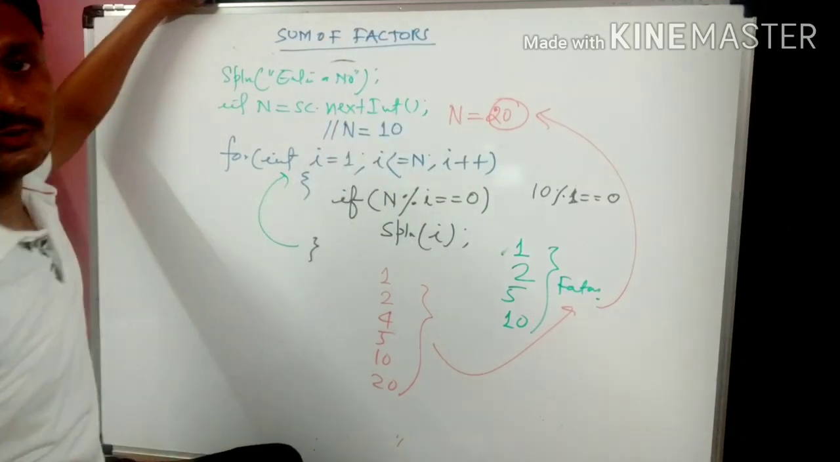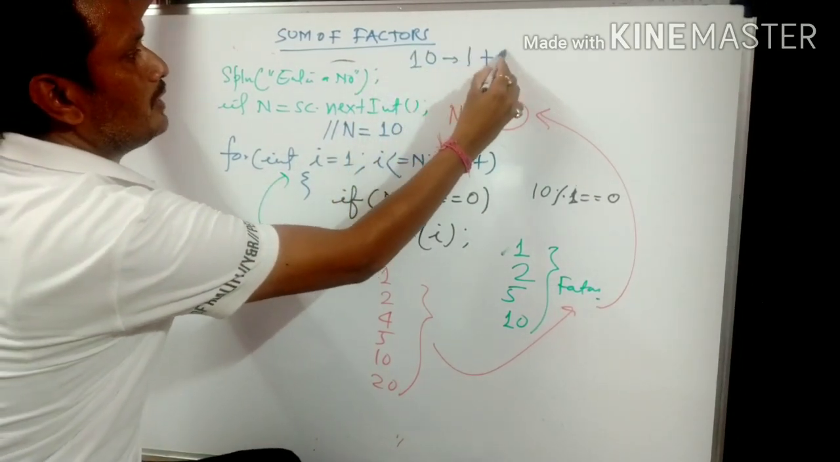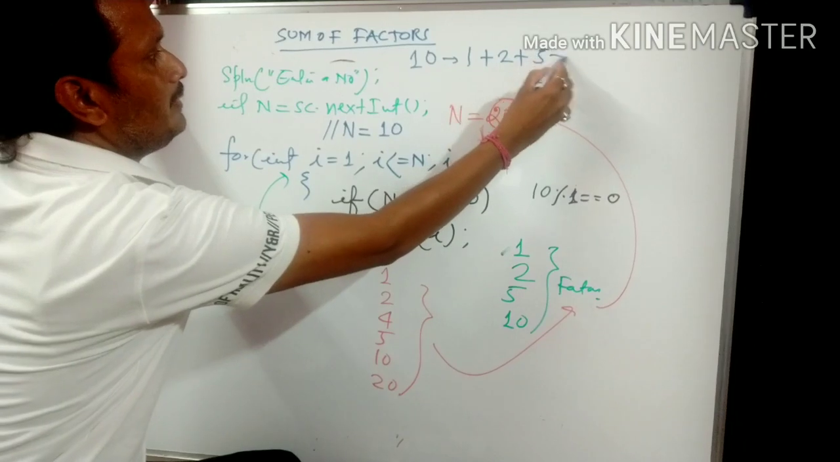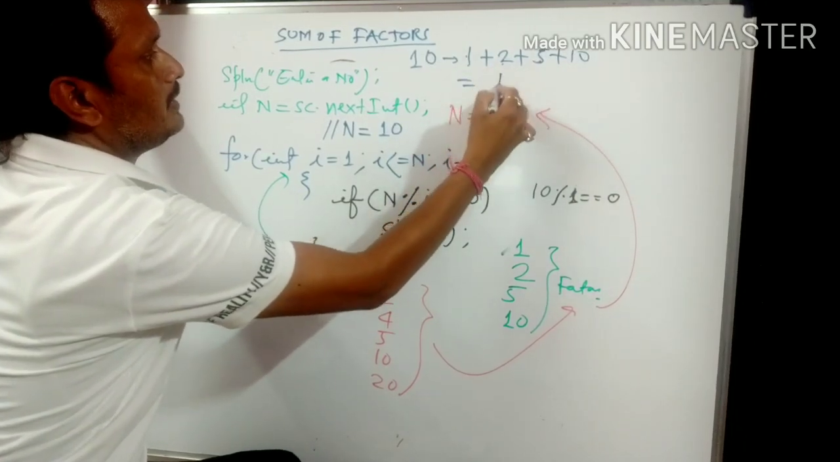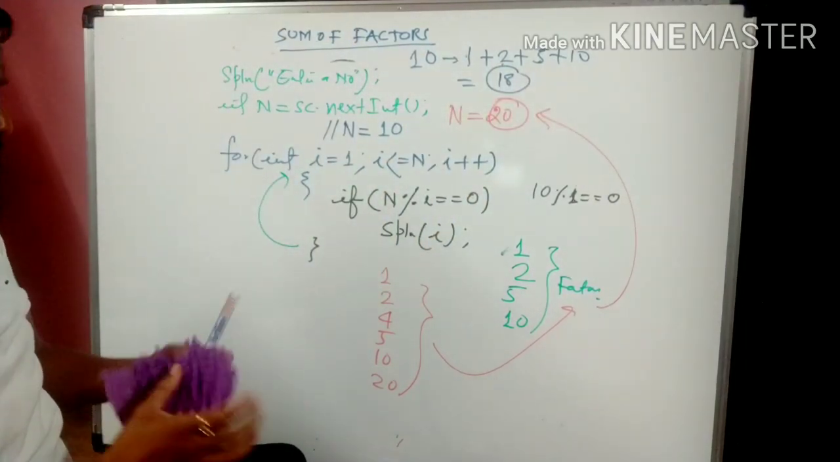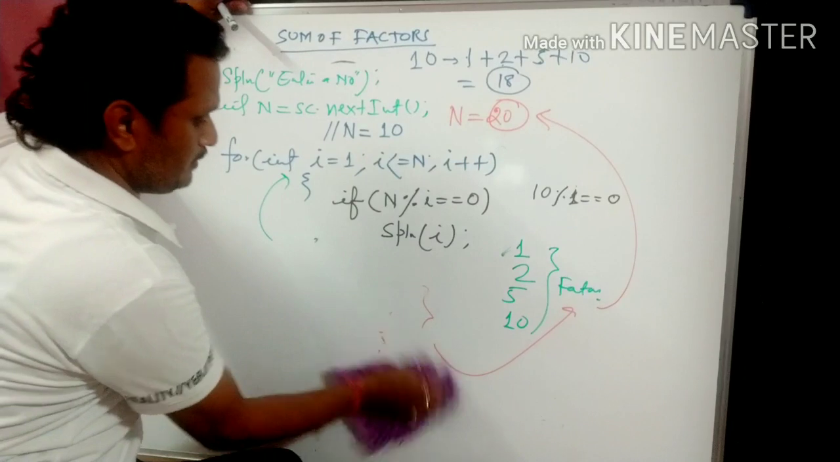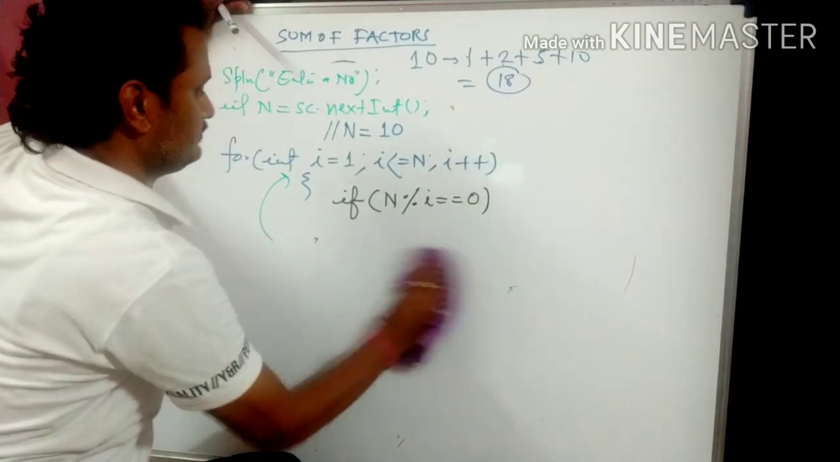Sum of factors means what? Suppose the number is 10. So the sum of factors will be 1 plus 2 plus 5 plus 10. Your answer will be what? 18. This is the sum of factors. What do you have to do? The same logic will be there. We will remove these things. The rest will be the same.